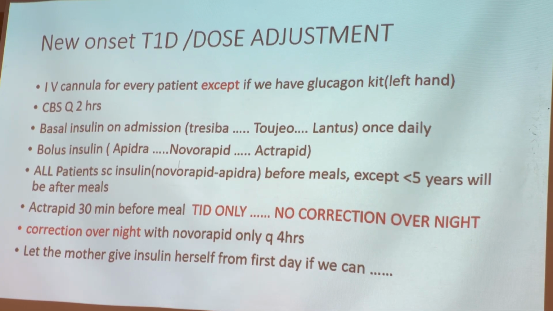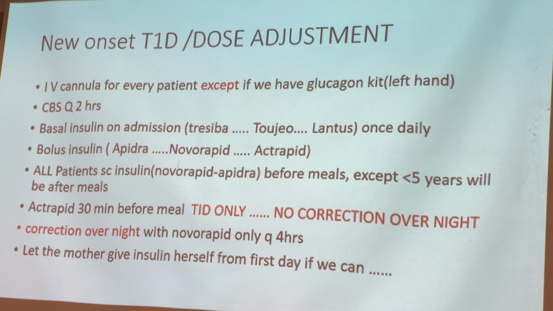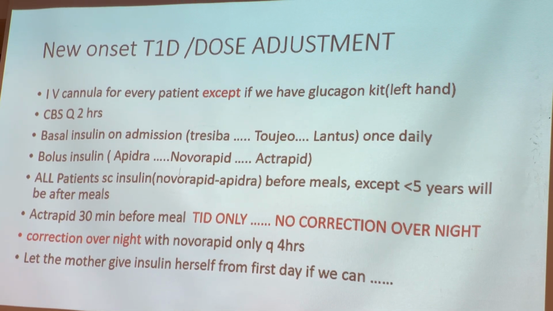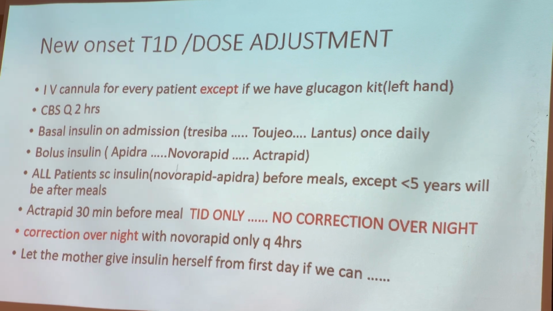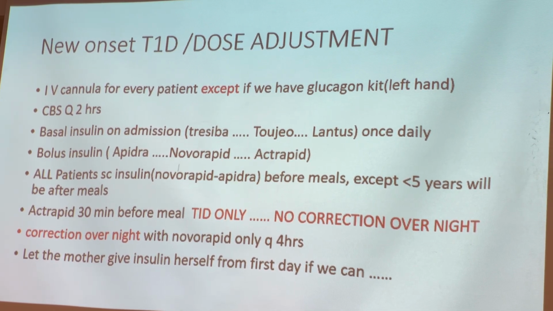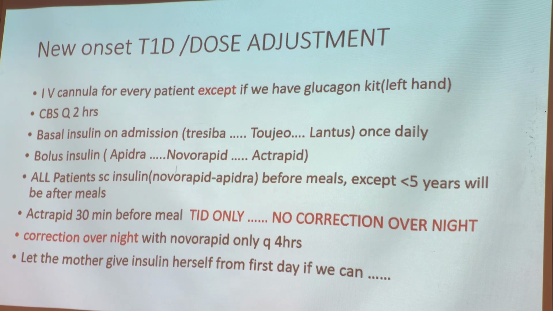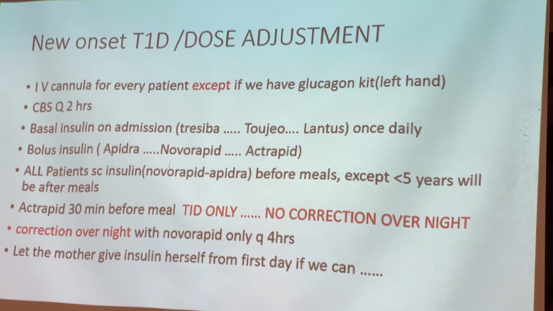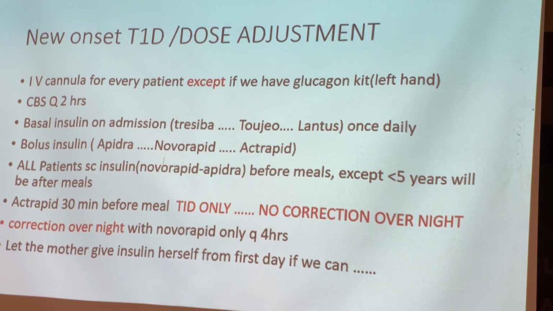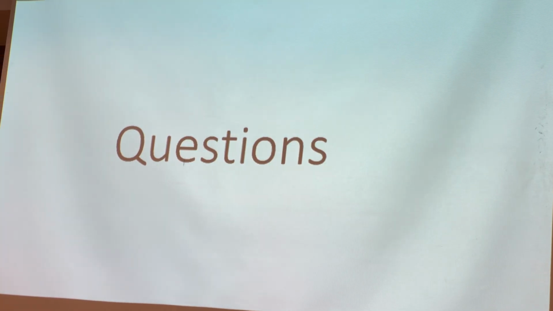Please, for the new onset patient, we need to let the mother give the insulin herself from the first day, unless she is still not relaxed or is in shock. Okay, we can wait until the second day. But for the new onset diabetic, we want the mother to give insulin herself, but the nurse should see her. Okay? Any questions?